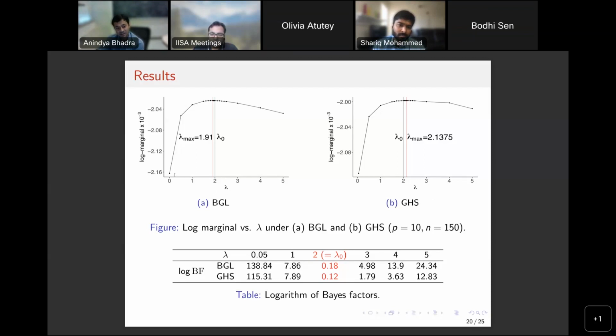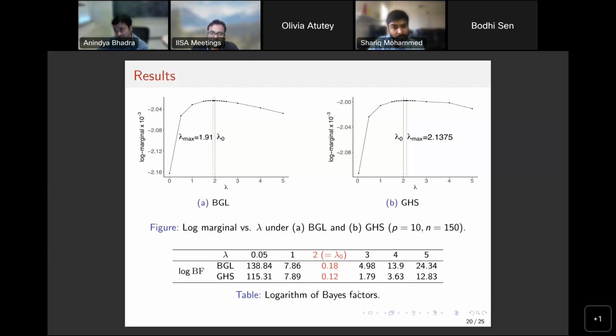So we plotted the log marginal likelihood against lambda. It has a nice convex shape, and then we did a grid search to simply figure out where the maximum is occurring. Lambda naught is the green line, the true value of lambda, which was 2 in this case, and lambda max is occurring at 1.91 and at 2.13. So the maximum marginal likelihood estimate, the MMLE, of lambda is sensible.